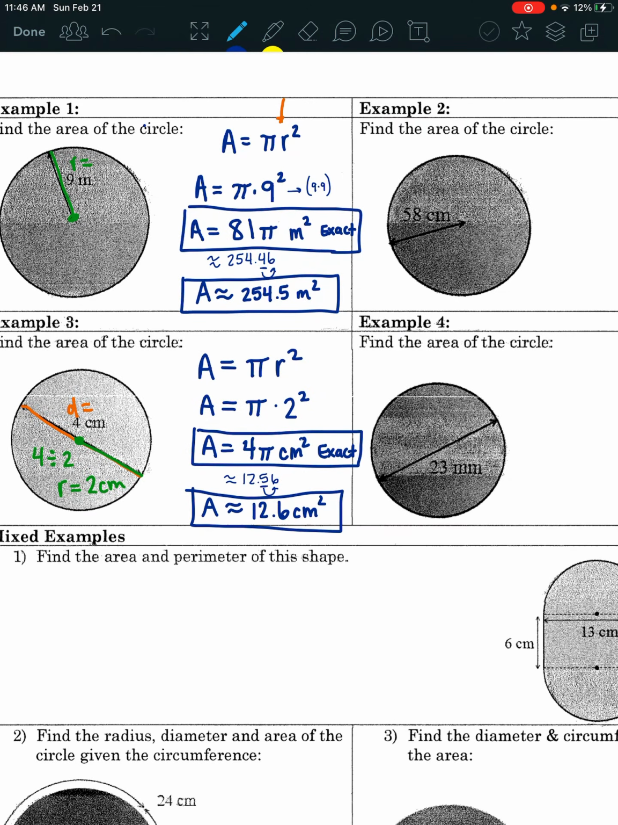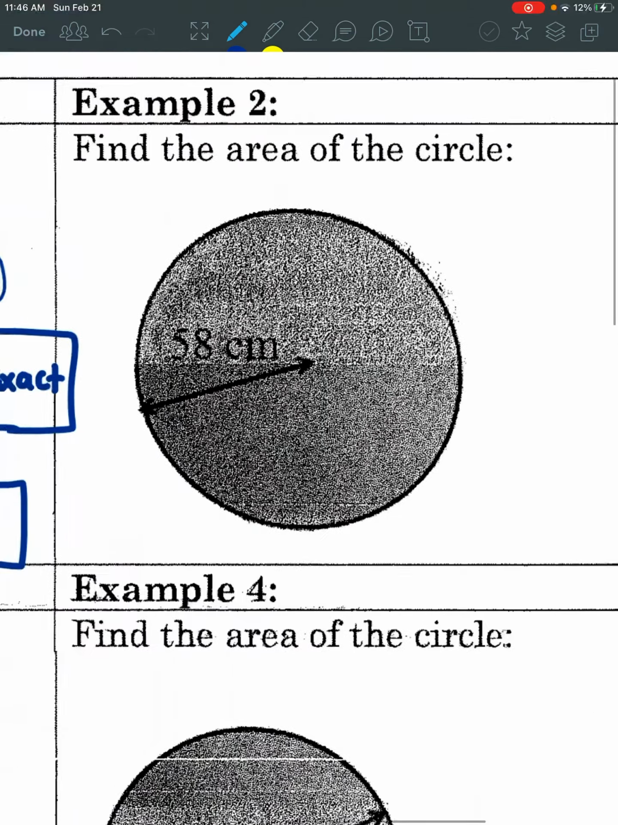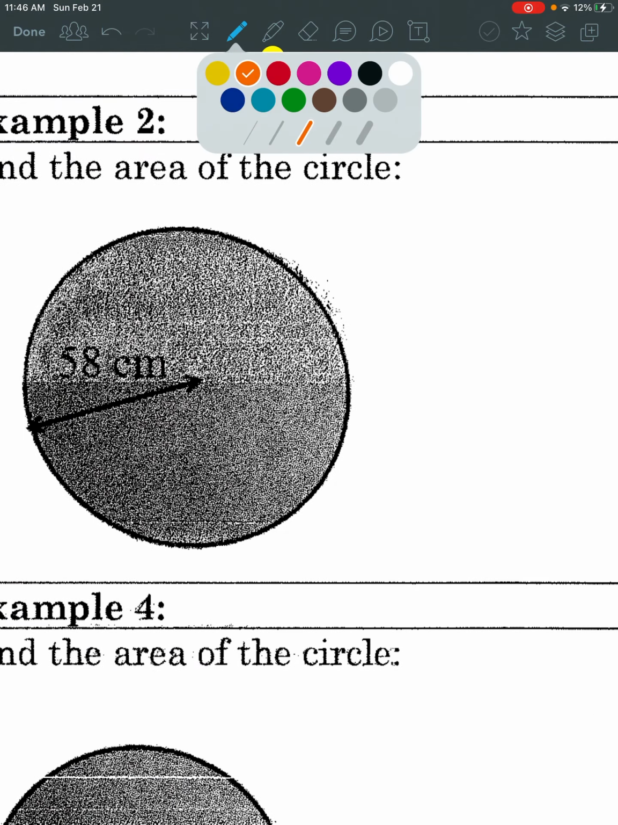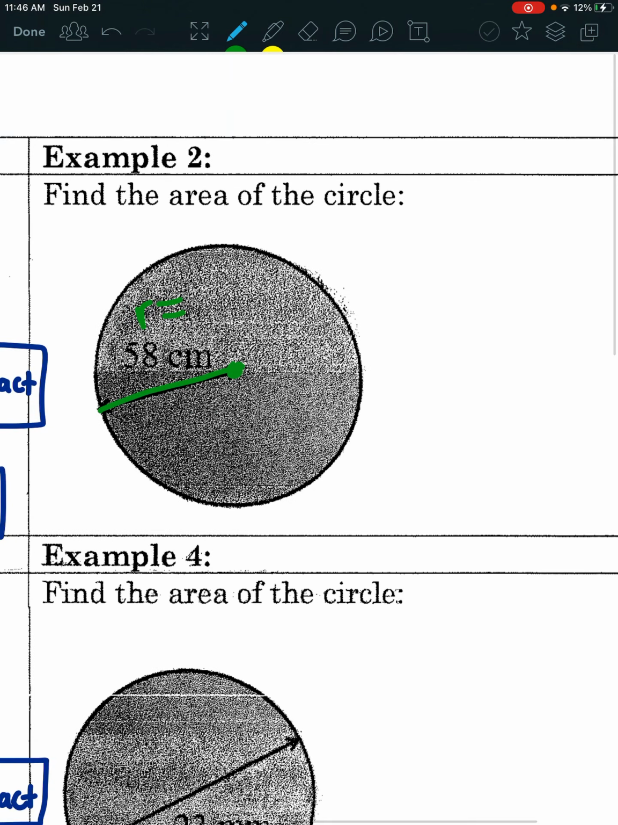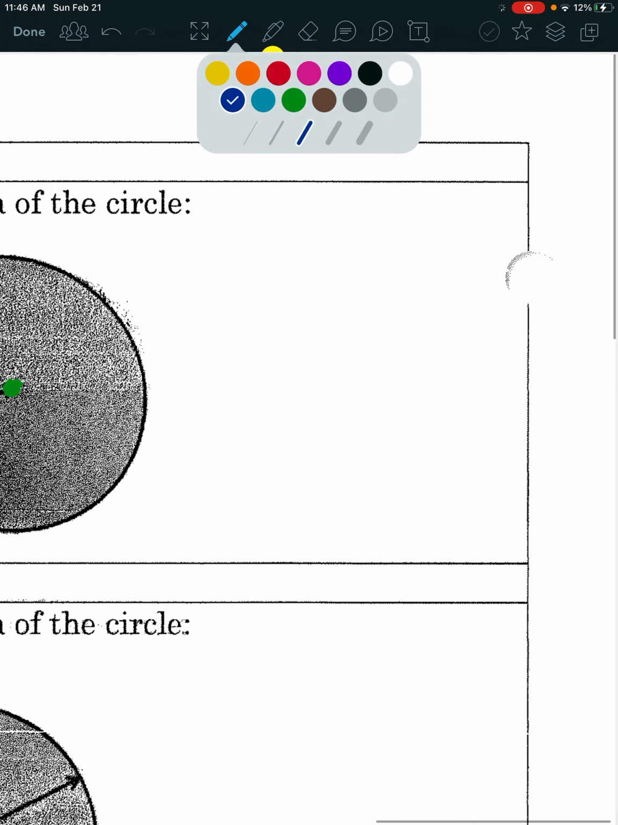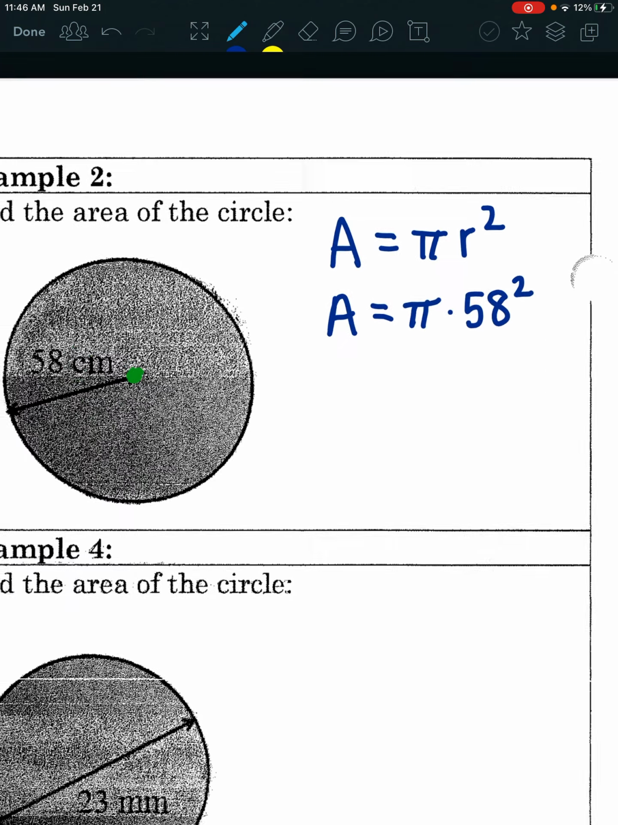Again, pause here and see if you can find the area of the two circles on the right side. And then press play, see if you're on the right track. So this next one, we have from the center to the outside, so the radius is 58. So we'll plug 58 into our formula, pi r squared. So pi times 58 squared.